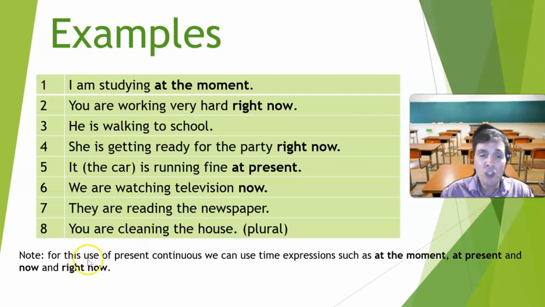Now, for this use of present continuous, we can use time expressions such as at the moment, at present, now, and right now. So we can see in these sentences, we are using these time expressions, but we don't need to. For example, we can say, I am studying, he is walking to school. So we don't need to have these time expressions, but we can if we really want to stress that we're doing it right now. But they are not necessarily needed for that.